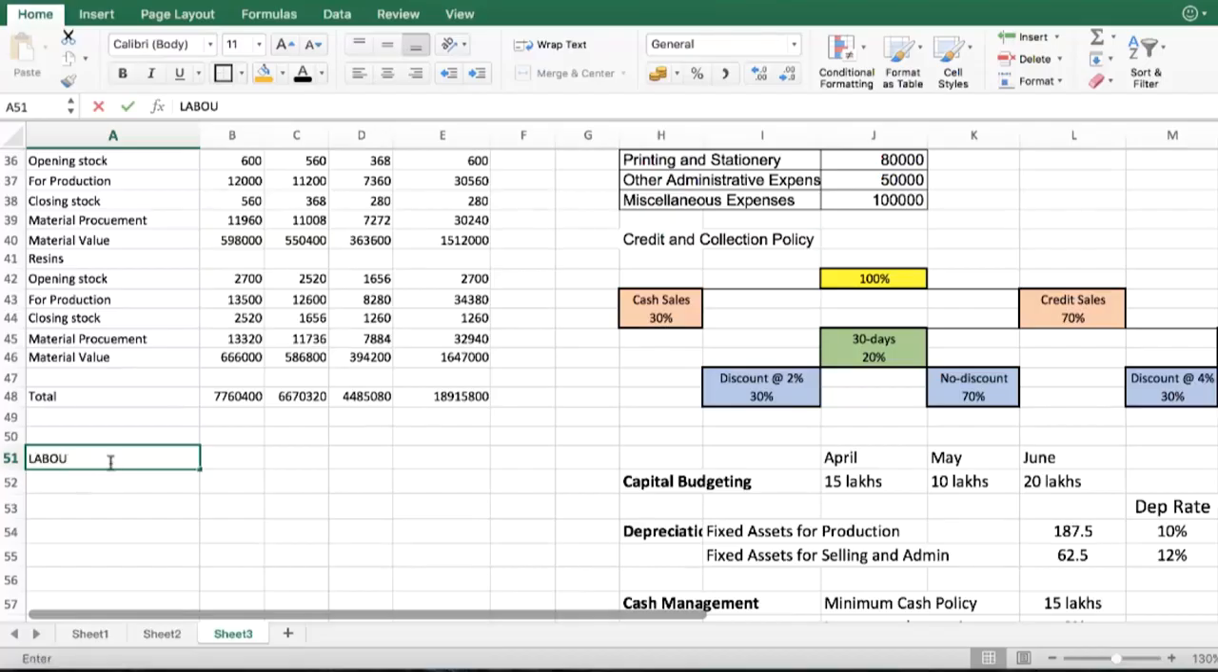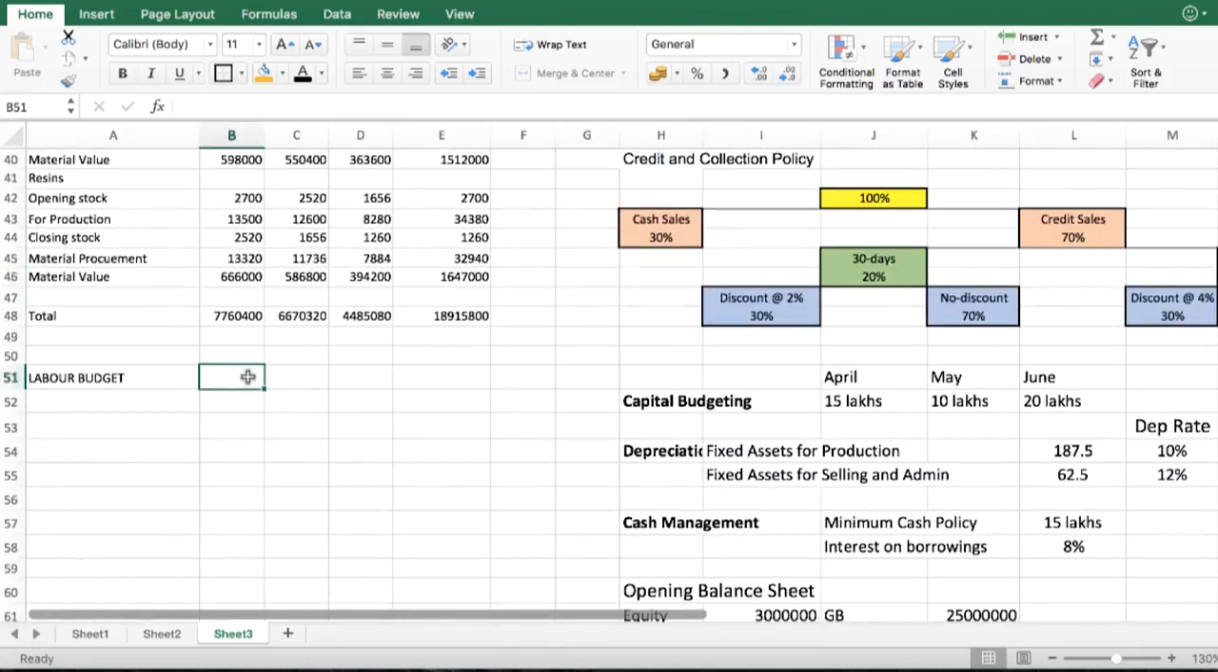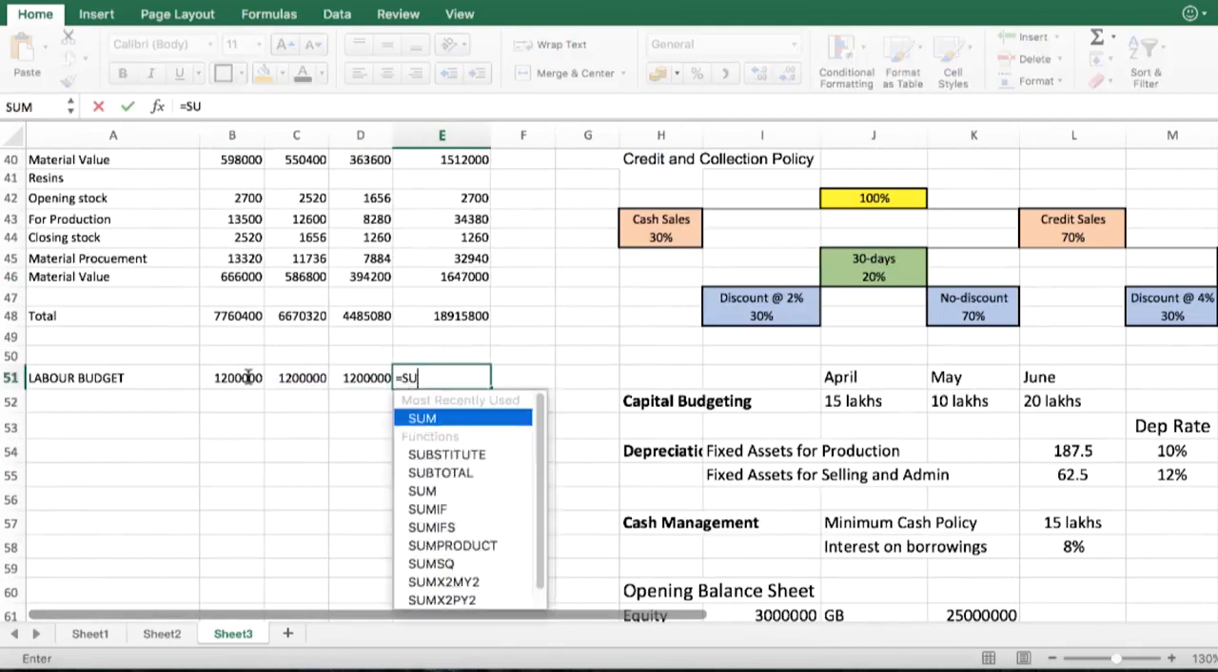Let us prepare the budget for the employee cost and other expenditure. So, our next budget is the labor budget. This is fairly simple because the entire amount is a fixed cost. We said that 12 lakh rupees per month is the labor cost. So, it is straightforward. It is the same for all the 3 months, and for the quarter it will be the sum of these 3 values.